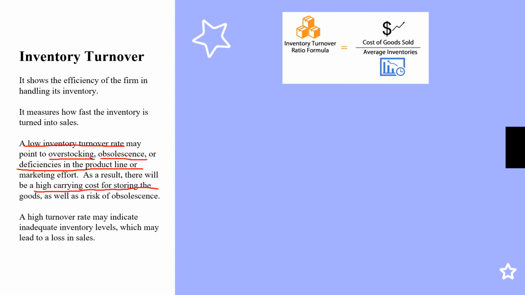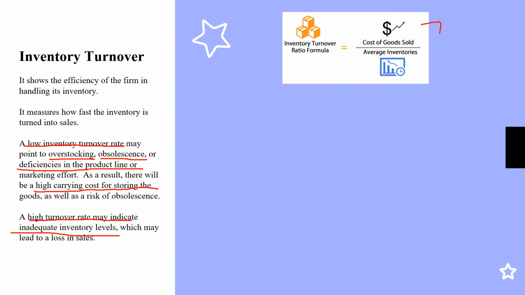Then, a high turnover rate may indicate inadequate inventory levels. Yung sa sobrang bilis ng conversion, baka may point na wala ka ng stock na pangbenta, na kapag merong gustong bumili, wala kang maibenta kasi masyadong mabilis yung turnover. Okay? So, the formula is cost of goods sold.